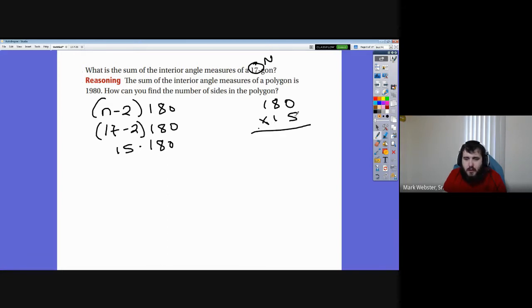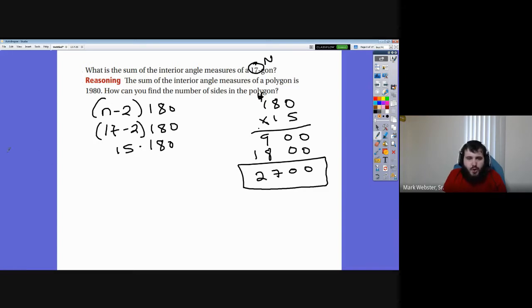Let's do it out. 5 times 0 is 0. 5 times 8 is 40. 5 times 1 plus 4 is 9. And then do the same thing. 0, 8, 1. So when you take all 17 angles and you add them up, you better get 2,700 degrees. Every time, no matter what.